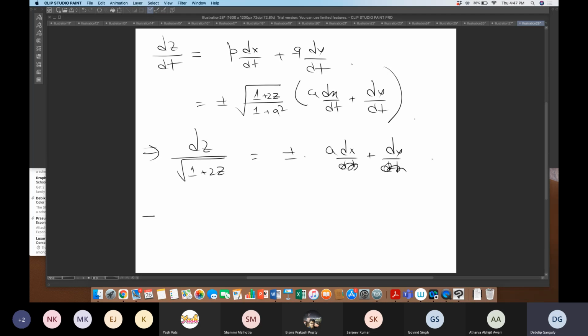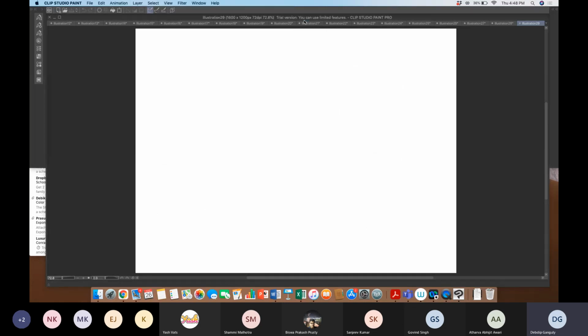If you integrate with respect to x, you will end up with (ax + y)/(1 + a²) + b. Again, if you solve this equation, you will get that u(x, y, a, b) is nothing but half of ((ax + y)/(1 + a²) + b) whole squared, minus half. You will get this. Okay?